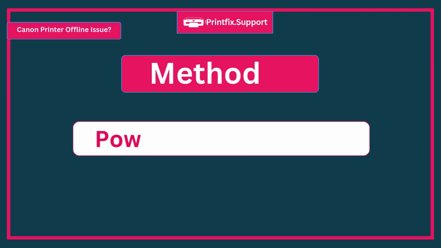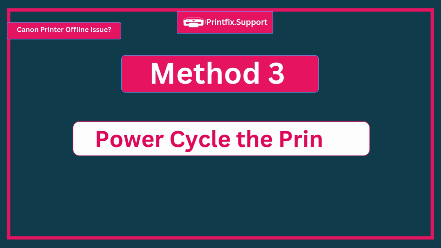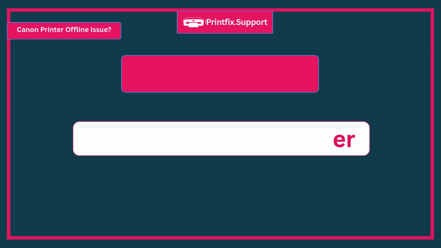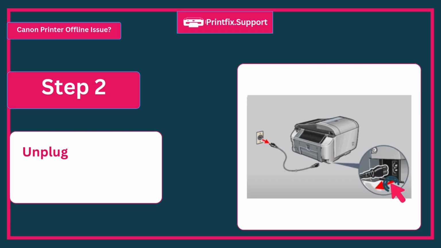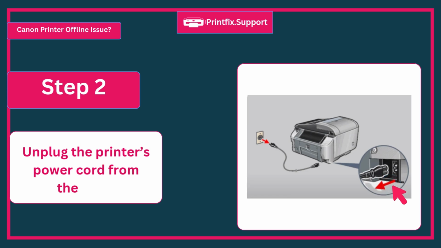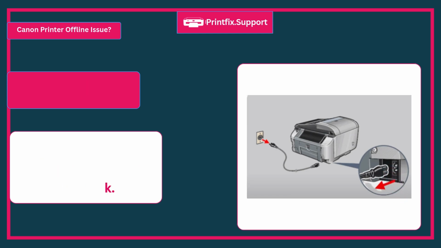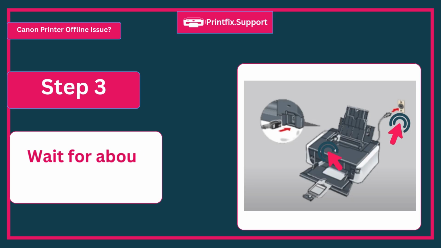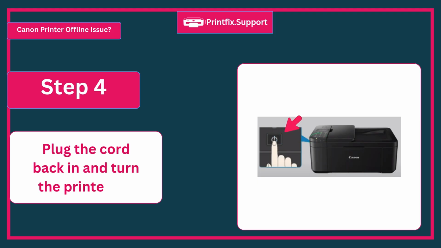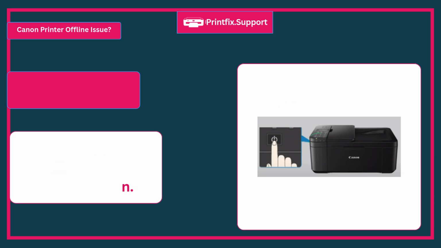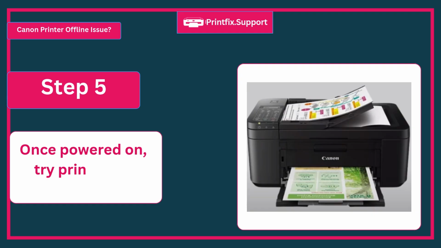Method 3. Power cycle the printer. Step 1. Turn off the printer using its power button. Step 2. Unplug the printer's power cord from the back. Step 3. Wait for about 30 seconds. Step 4. Plug the cord back in and turn the printer on. Step 5. Once powered on, try printing or scanning again.